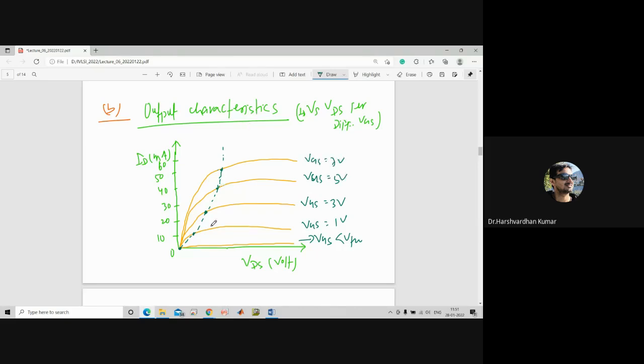What is happening, you have to observe closely. For this particular point of VDS, the current tends to saturate. For VGS 3 volt, for this particular range the current ID is increasing, but beyond this value of VDS the current tends to saturate. So this indicates pinch-off locus.